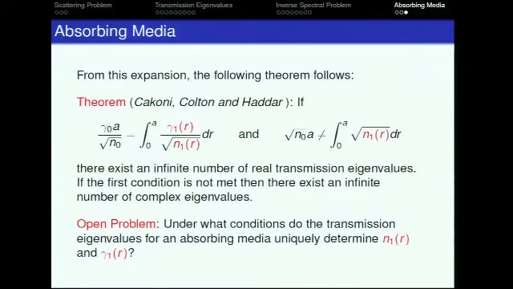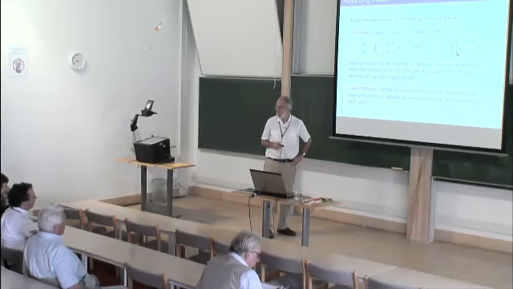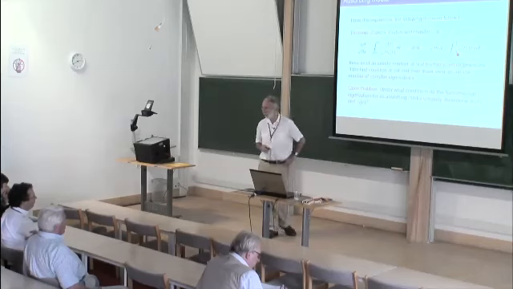And the last open problem I'll leave you with, this is my last slide, is under what conditions do the transmission eigenvalues from absorbing media uniquely determine both the N1 and the gamma 1, both the real and imaginary part of the index of refraction? Okay, we talk about the relative permittivity.